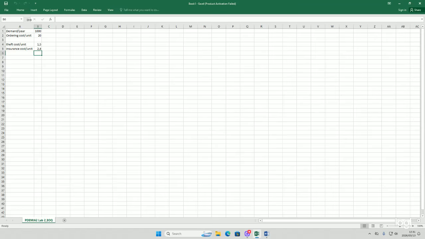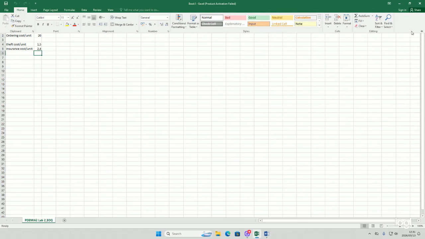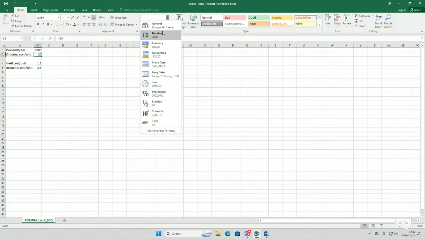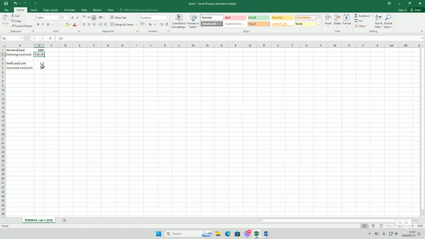Another thing here, let me pin this here. You see, this is your cost, so it has to show that it's a cost. I need you to represent this so it shows that it's a currency. So you would say these are rands. You come here under number, do the drop down, and go to currency. Now it shows that it's 20 rands.